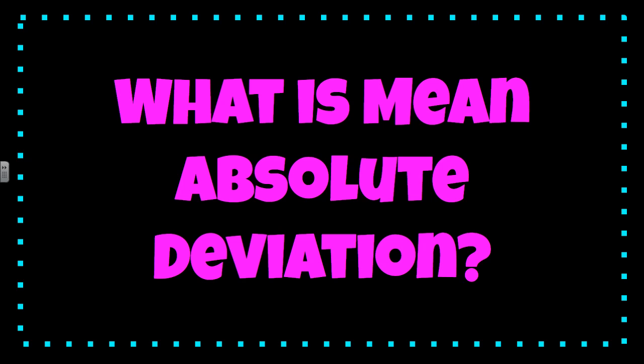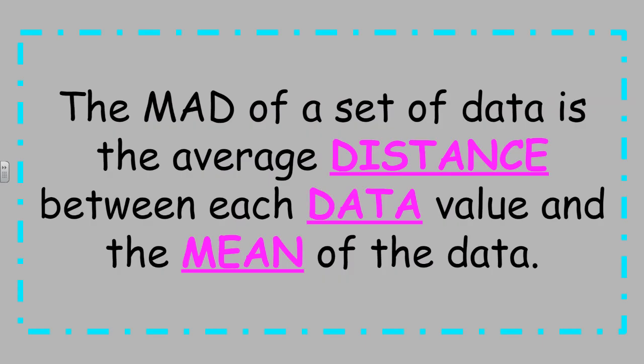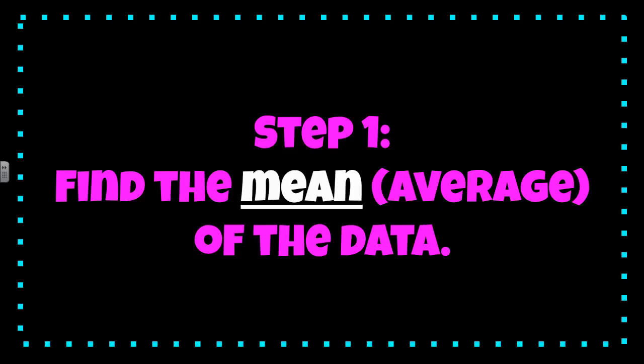Okay, let's get started. The MAD of a set of data is the average distance between each data value and the mean of that data. There's a couple steps that we're going to follow to find the mean absolute deviation. Step one, we're going to find the mean or the average of that data. You learned how to find the mean last week. It's the same steps. So find the mean first of all the data.